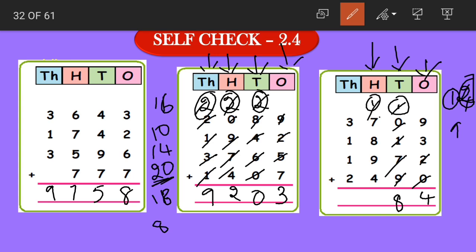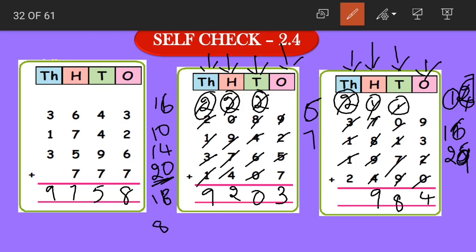In the hundreds place we have 1 plus 7, 8. 8 plus 8, 16. 16 plus 9, 25. 25 plus 4, 29. So 9 will be written here, 2 will be carried. The last place, thousands place, 2 plus 3 becomes 5. 5 plus 1 becomes 6. 6 plus 1 becomes 7. 7 plus 2 becomes 9.